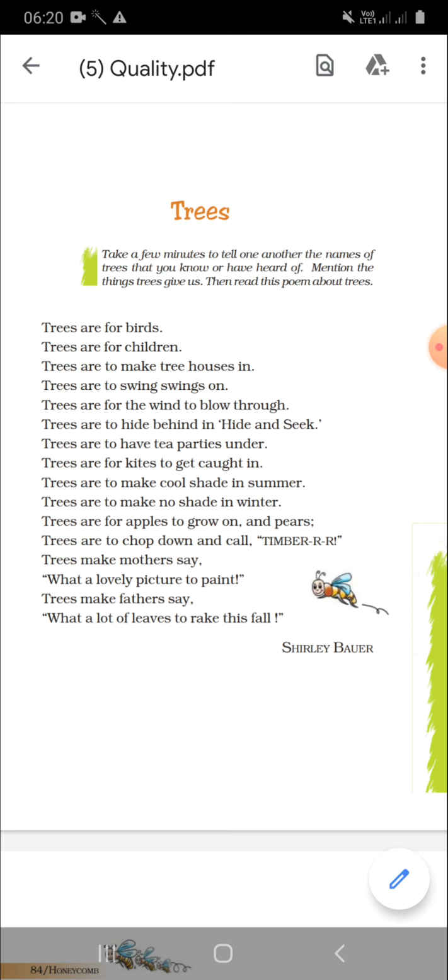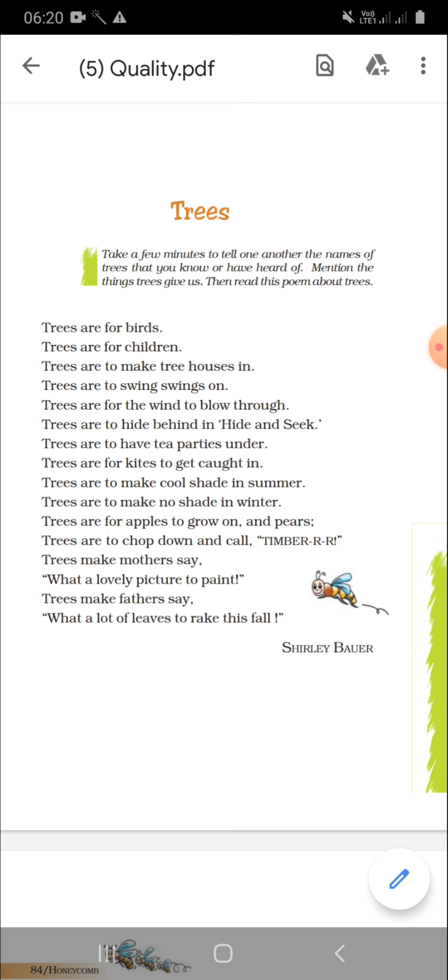Once again, the next four lines show how much of an important entity trees are, both in nature and in our lives. Trees are for the wind to blow through. Rustling through the trees, the wind can make their fruits fall down, available for all of us, or the leaves fall down when the seasons change and new leaves have to come in.